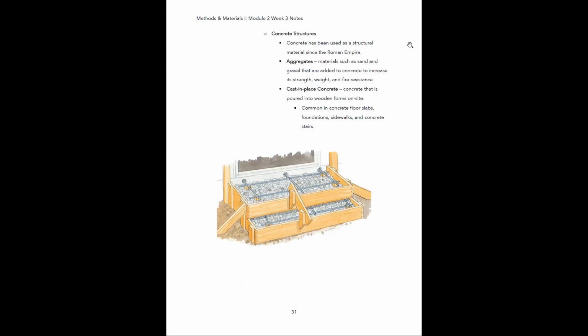Concrete structures. Concrete has been used as a structural material since the Roman Empire. Aggregates, these are materials such as sand and gravel that are added to concrete to increase its strength, weight, and fire resistance. Cast in place concrete. This is when you take concrete and you create a form for it. You can see this example down here is for a set of concrete steps.